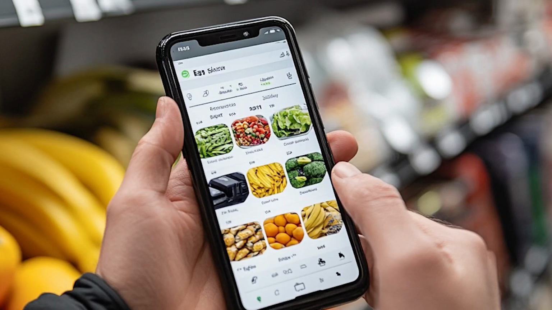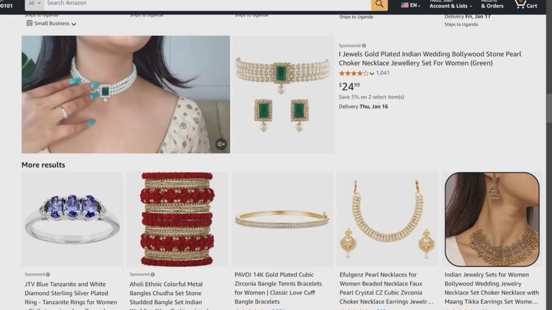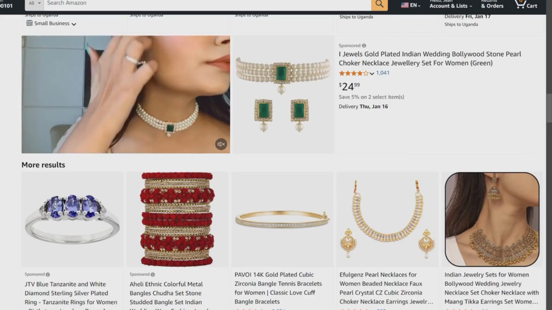Online shoppers rely heavily on visuals and descriptions. So ask yourself, why should customers buy from you instead of others? What problem does your product solve better than your competitors? How can you clearly communicate these advantages through your product descriptions, photos, and videos?